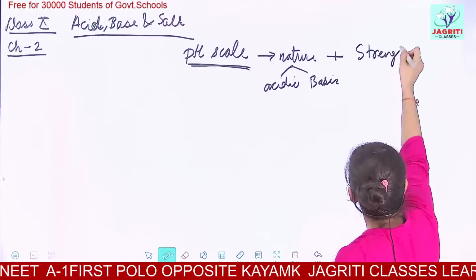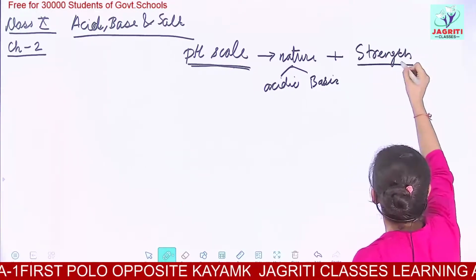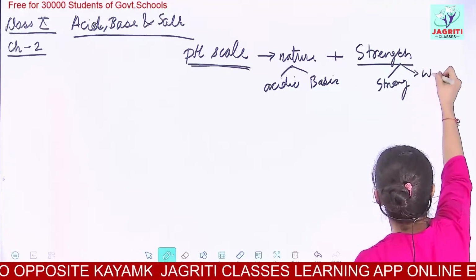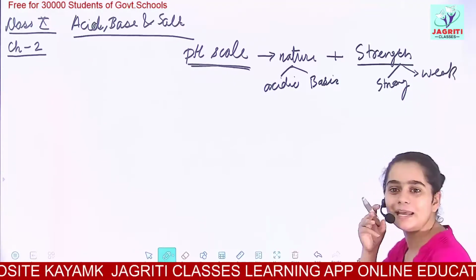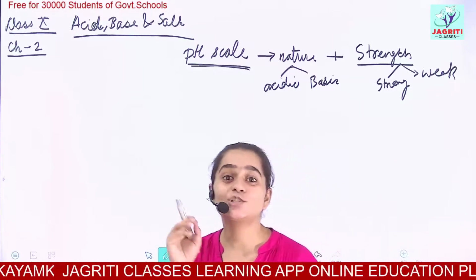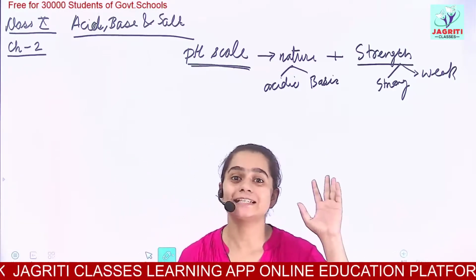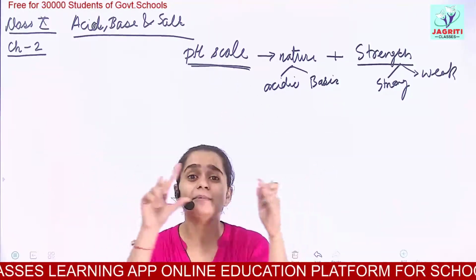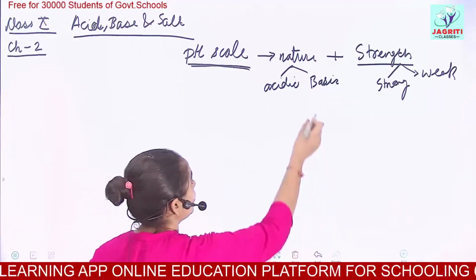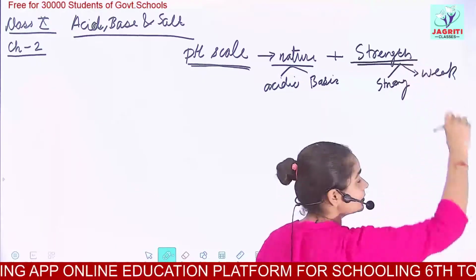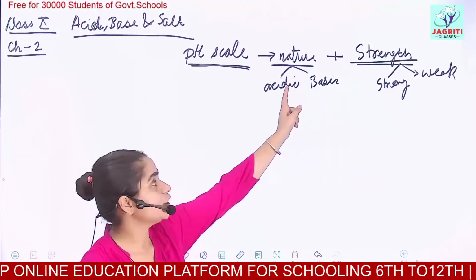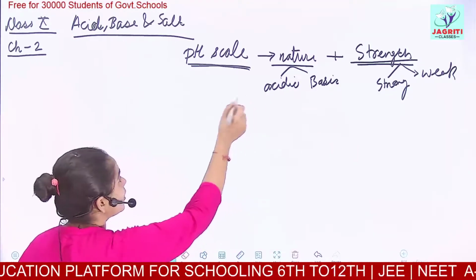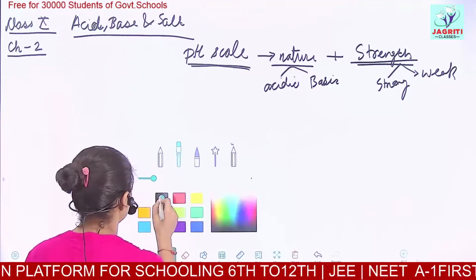Strength means, is the acid or base strong or is it weak? We have discussed different types of acid or base: strong acids, strong bases, then weak acids and weak bases. So here the pH scale is a measuring scale which tells us about the nature and the strength. It gives the nature of the solution as well as the strength of the solution. So now, starting with the pH scale.